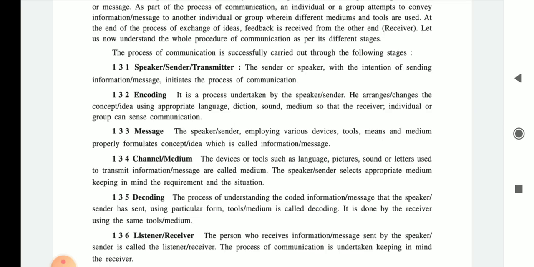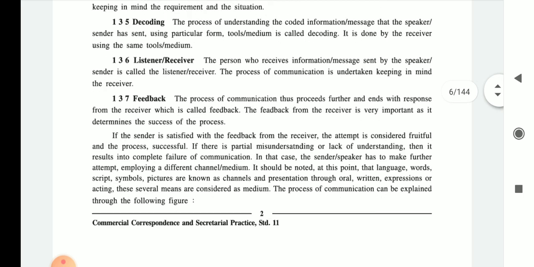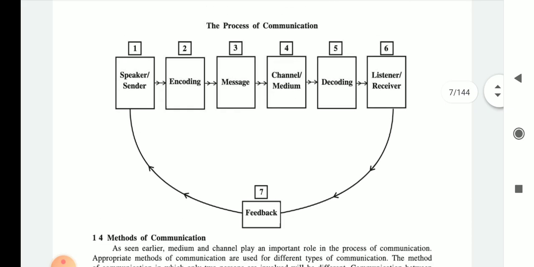Let us now understand the whole procedure of communication in its different stages. Here is a diagram for your better understanding. The first part of the process of communication is the speaker, or the sender. The speaker is the most important part while conducting the process of communication, because without a speaker it cannot be started, or completed, without any speaker or sender.